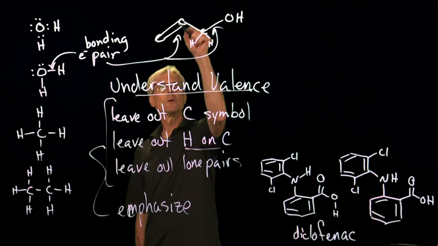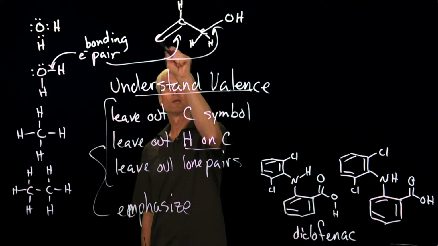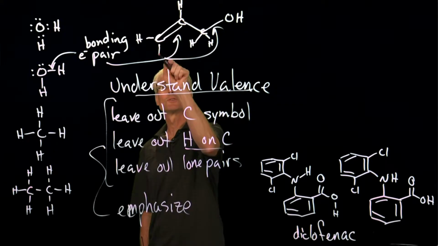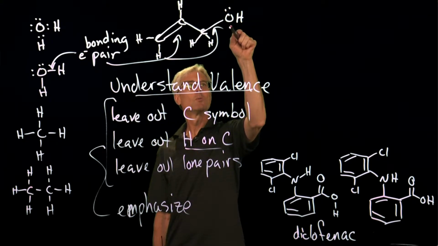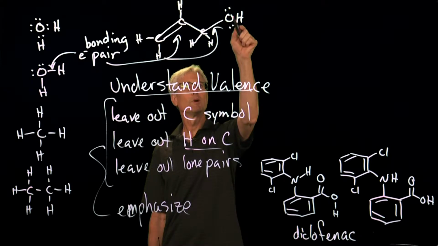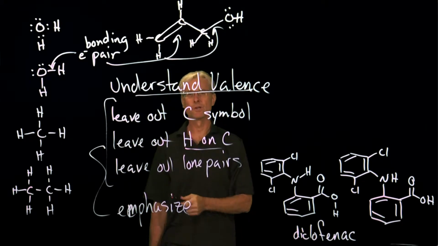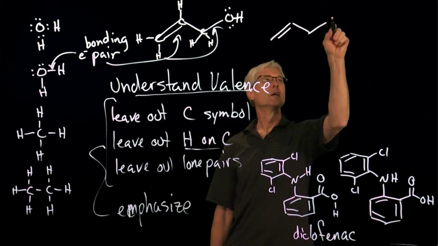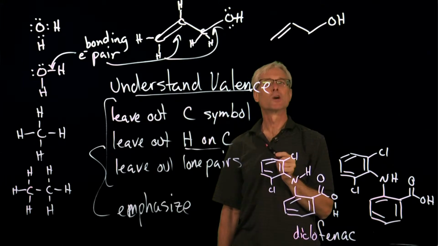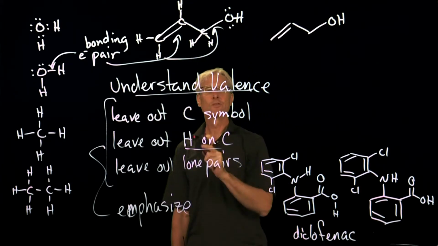And so this carbon has 3 bonds shown, it has a hydrogen on it. This carbon has 2 bonds shown, it has 2 hydrogens on it. This oxygen has 2 lone pairs. I left them out, and I might have left out the line between the oxygen and the hydrogen. So by understanding valence, I can see that this picture means exactly the same thing as this picture.